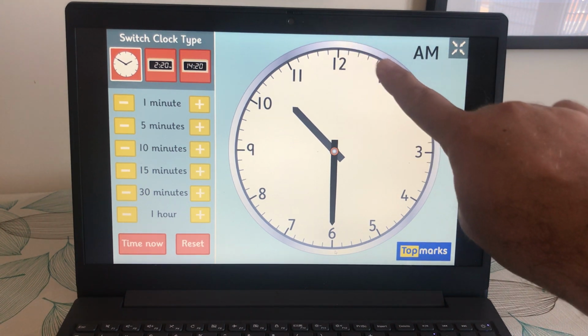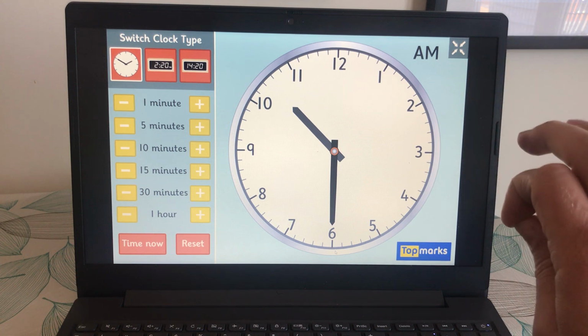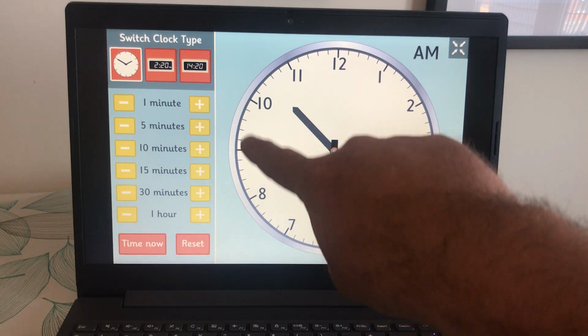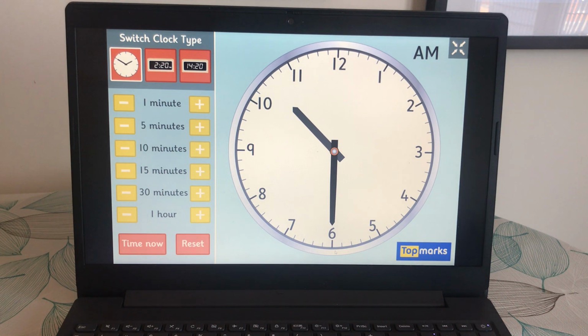Now for this half of the clock, we think about minutes past. Say that for me. Minutes past. Your turn. Good. Now for this half of the clock, we're thinking about minutes to the next hour. Can you see that hour hand? So as the minute hand moves around, we're getting closer and closer to 11 o'clock.